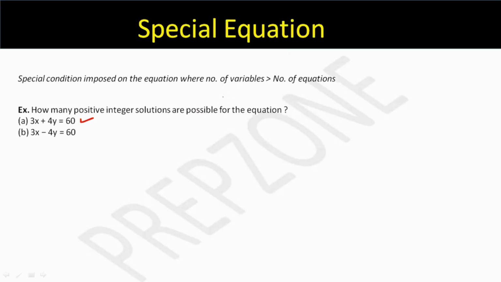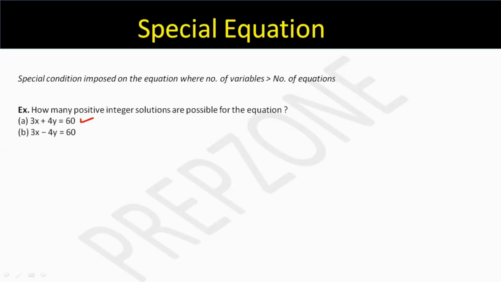See, in this question, it is very trivial. You can visualize it because 60 is divisible by 4. So we can directly say x is 0 and y is 15 is a solution. But in CAT, or at least in your mocks, it might happen that questions will not be that trivial. So how do you find the first solution by hit and trial?